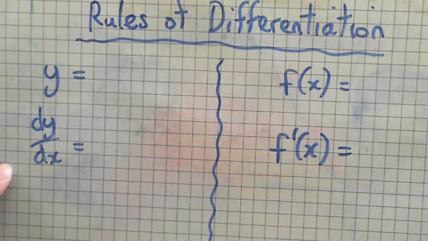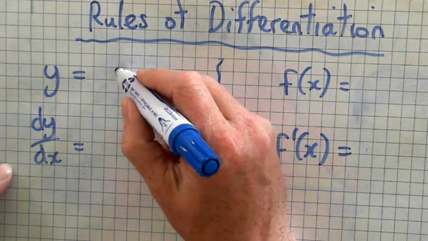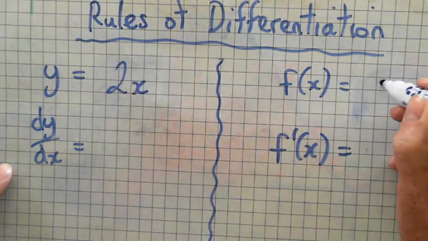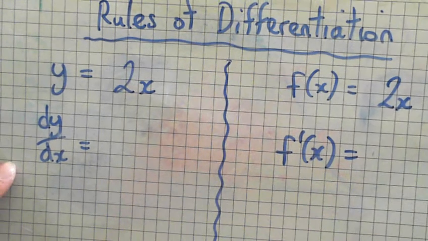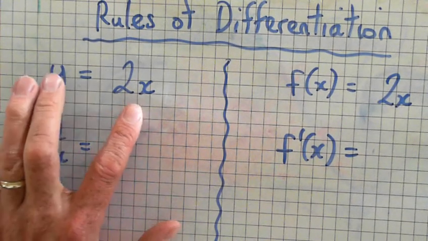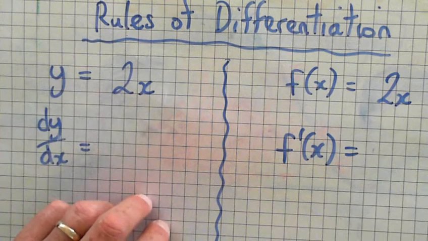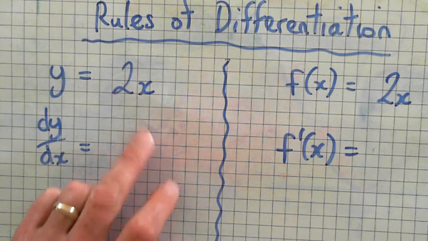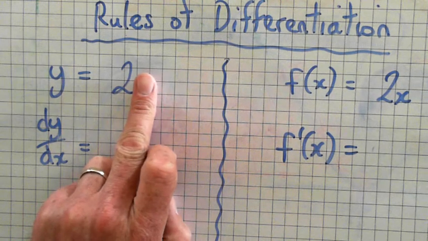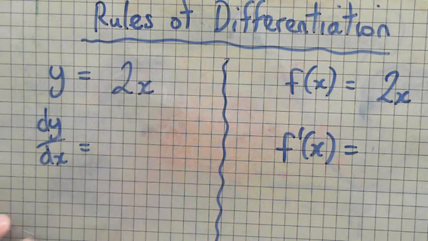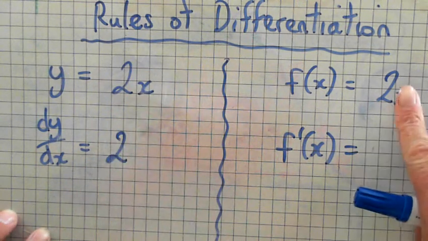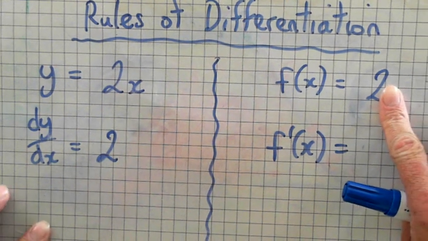Now, the rules of differentiation. Let's say I differentiate 2x. A simple rule that you can remember is just remove the x. Remove the x.